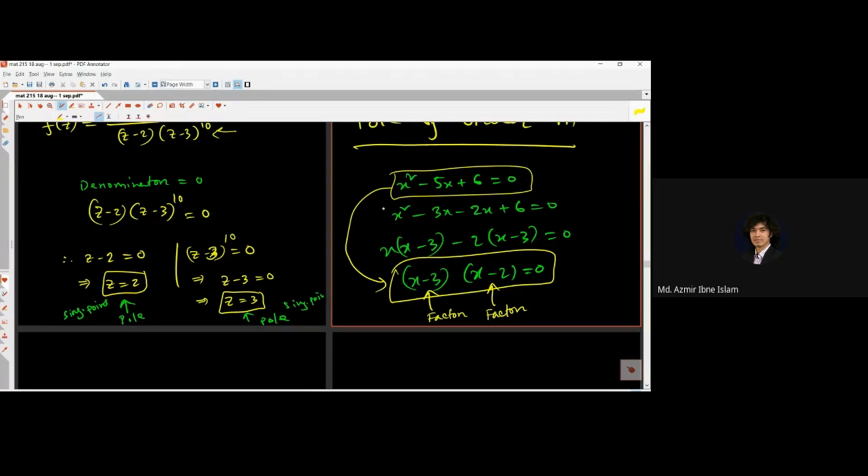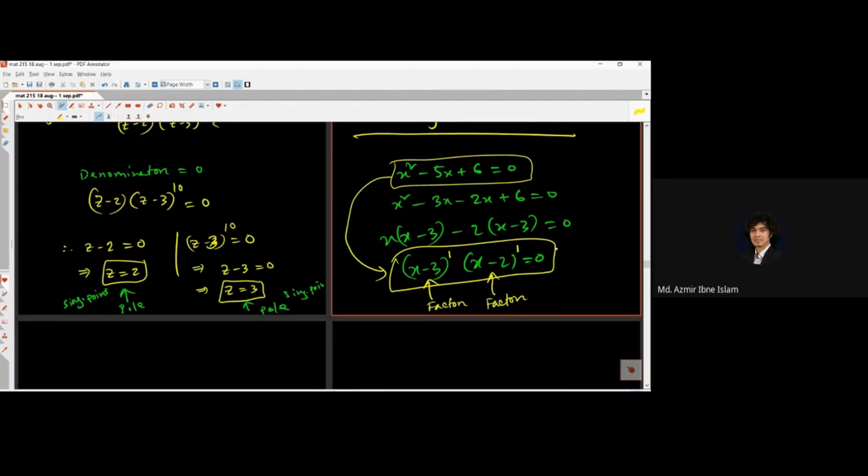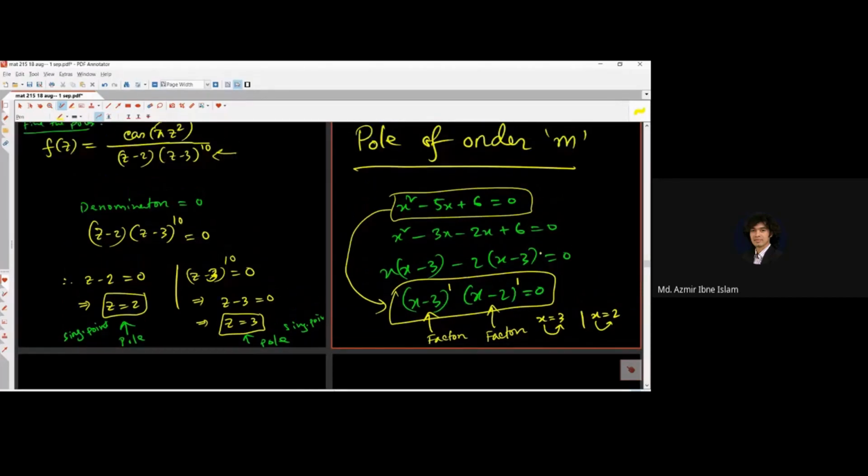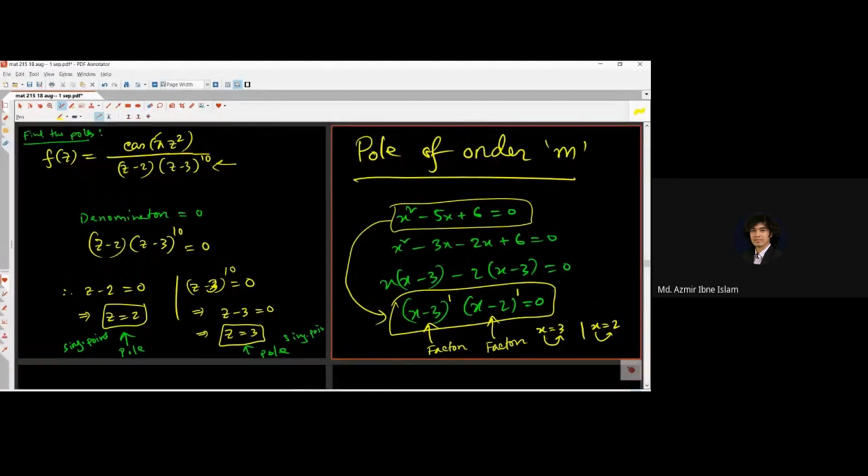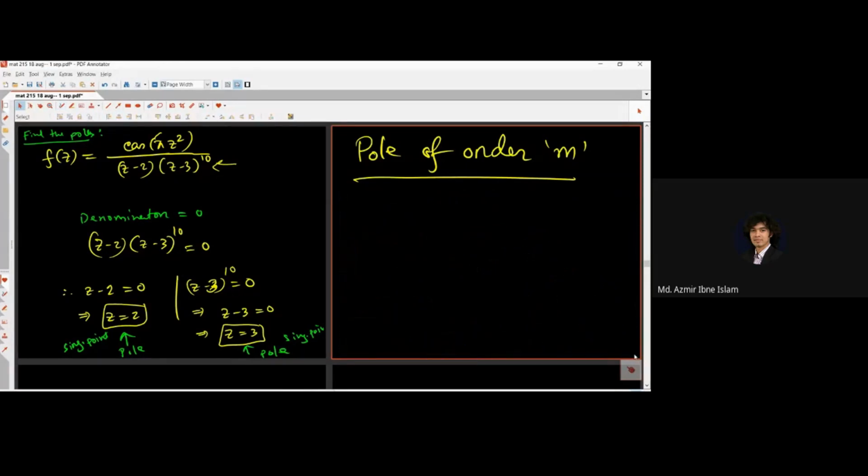So we have to understand what is the power of every factor. Here we have the factor x minus 3 with power 1, x minus 2 with power 1. That means if we solve this one, finally it will be x equal to 3 and x equal to 2. So x equal to 3 is with power 1. x equal to 2 is with power 1. Or the formal way is to think about it like x equal to 3 is of order 1, x equal to 2 is of order 1. You will understand again from the previous problems now. So order is the power of every factor.